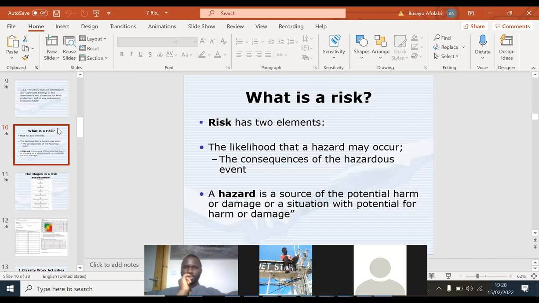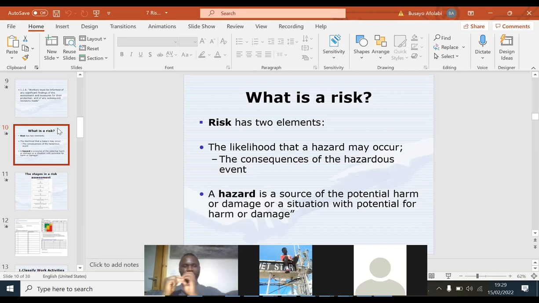Okay, so Peter and Agaba, I really need to get this. What's the definition of hazard here on the screen now? A hazard is a source of potential harm or damage, or a situation with potential for harm or damage. It might be too much grammar, but let's make it simple. The first line, read it out for me, Peter, please. A hazard is a source of potential harm.